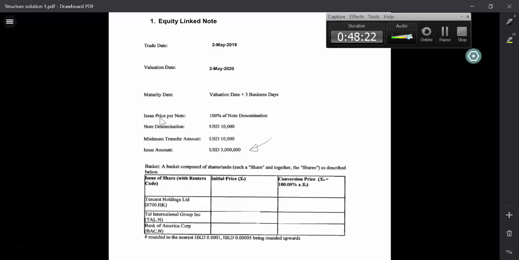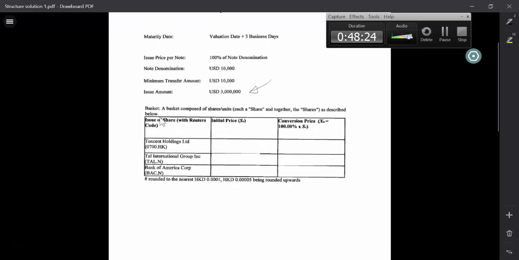Now, what you have actually is a basket of 3 stocks. These are real companies, real stocks. So Tencent, Tower International, and Bank of America with their respective stock codes. So one is a Hong Kong stock, two of them are US.